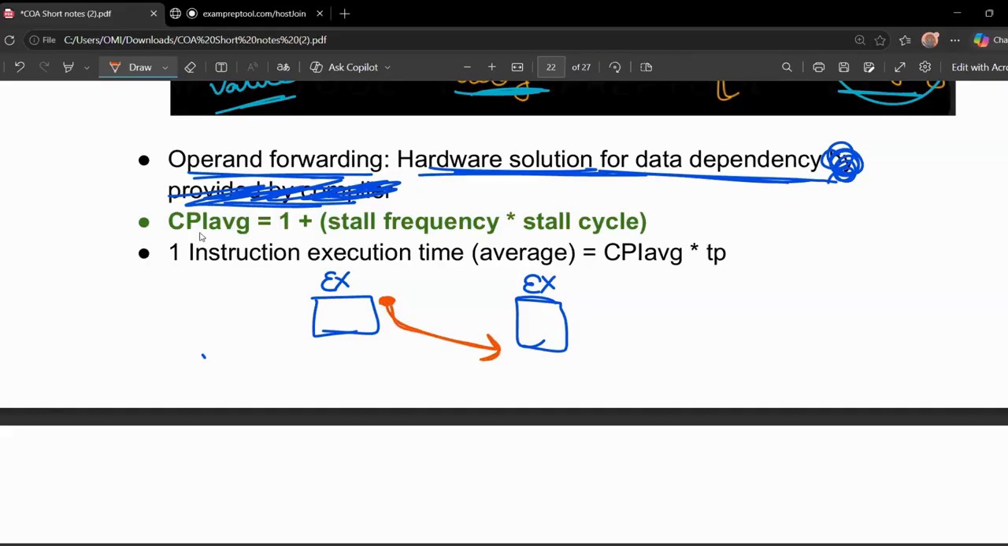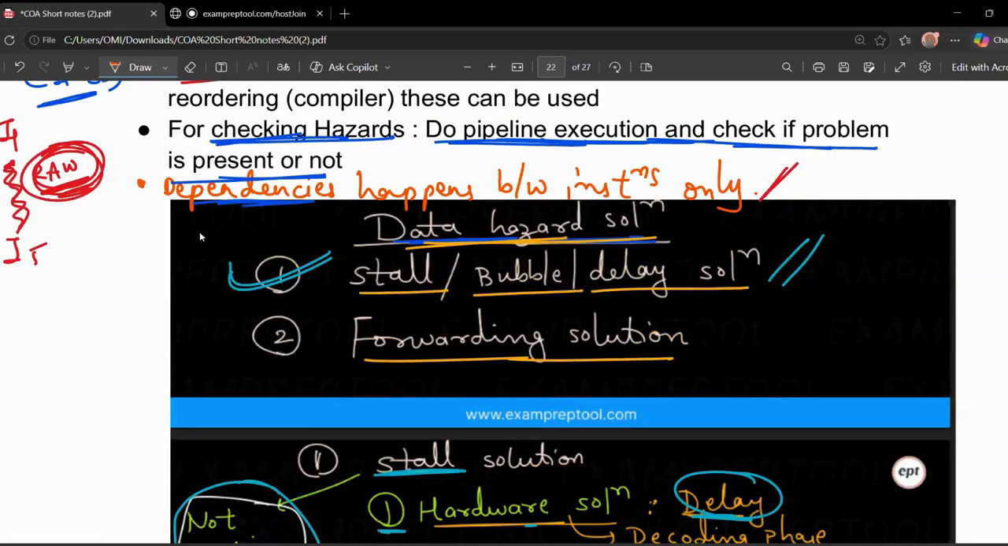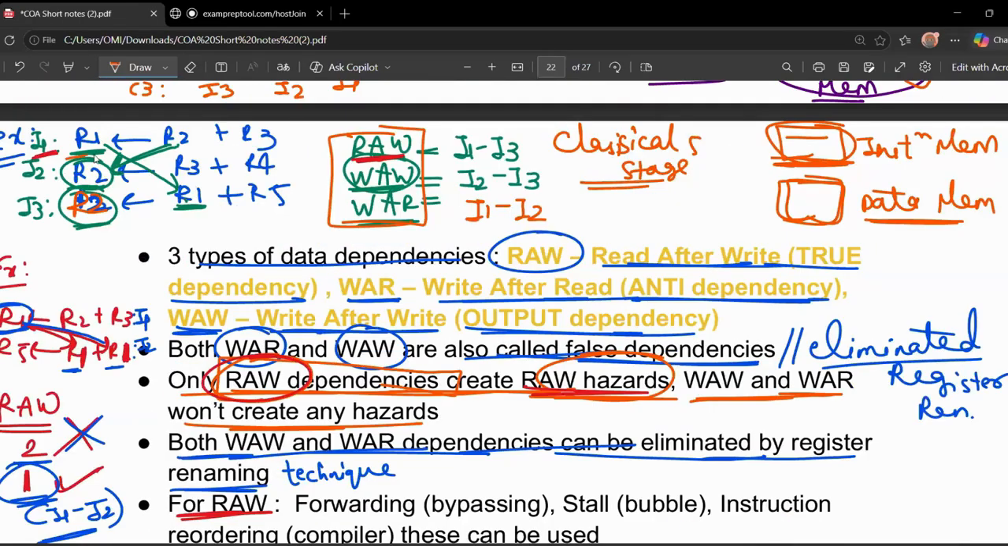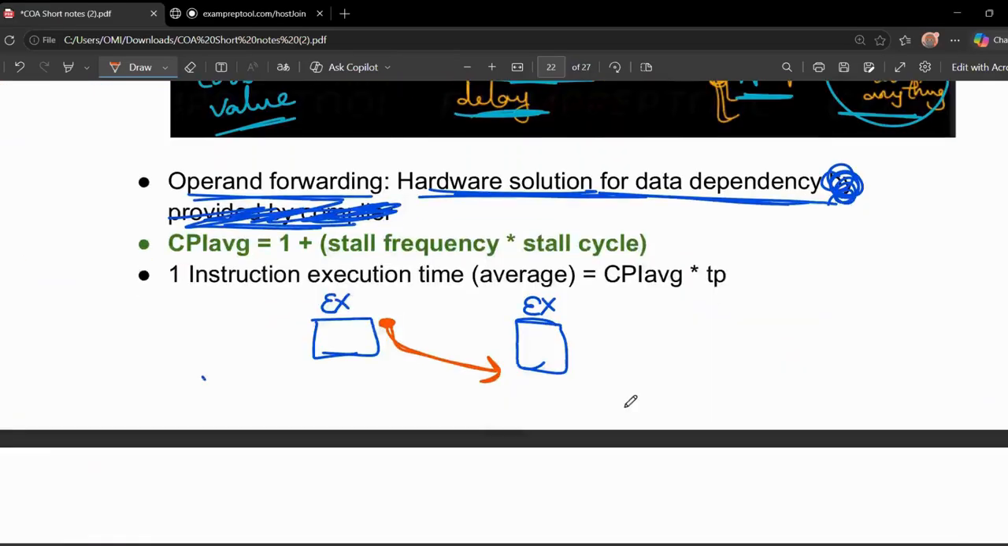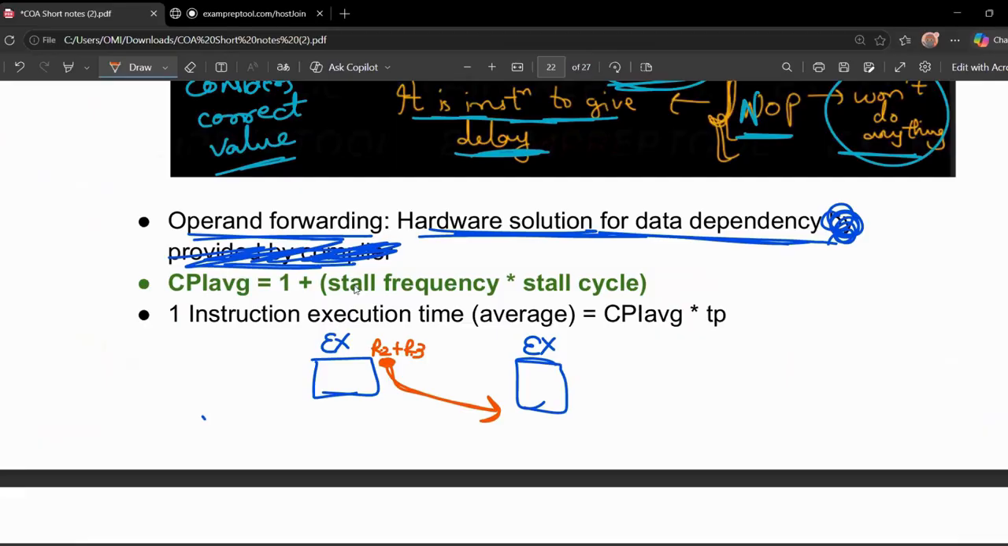Because see here, things are dependent, right? Instruction I3 is dependent on instruction I1 to execute. So as soon as R2 plus R3 is executed, R2 plus R3 is executed.